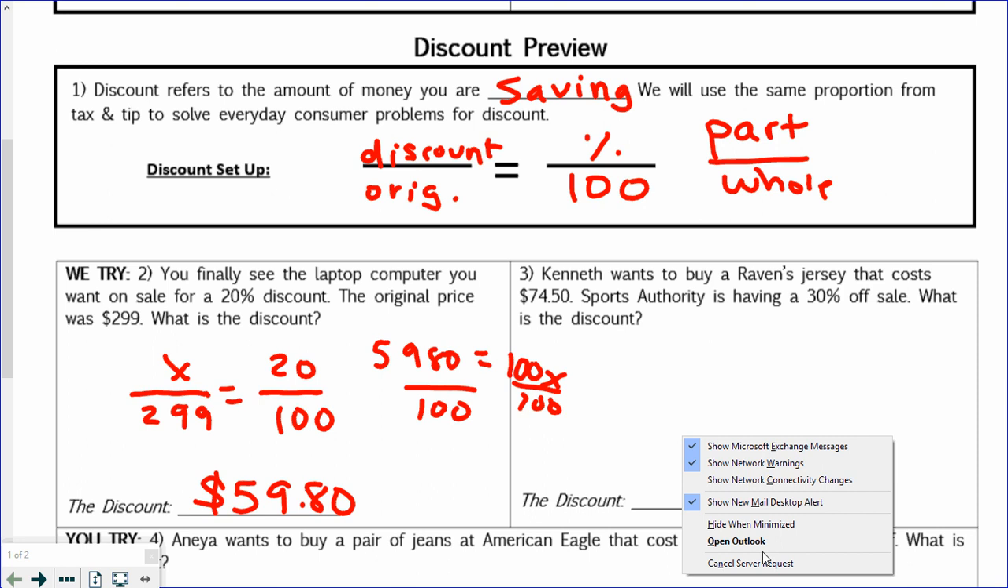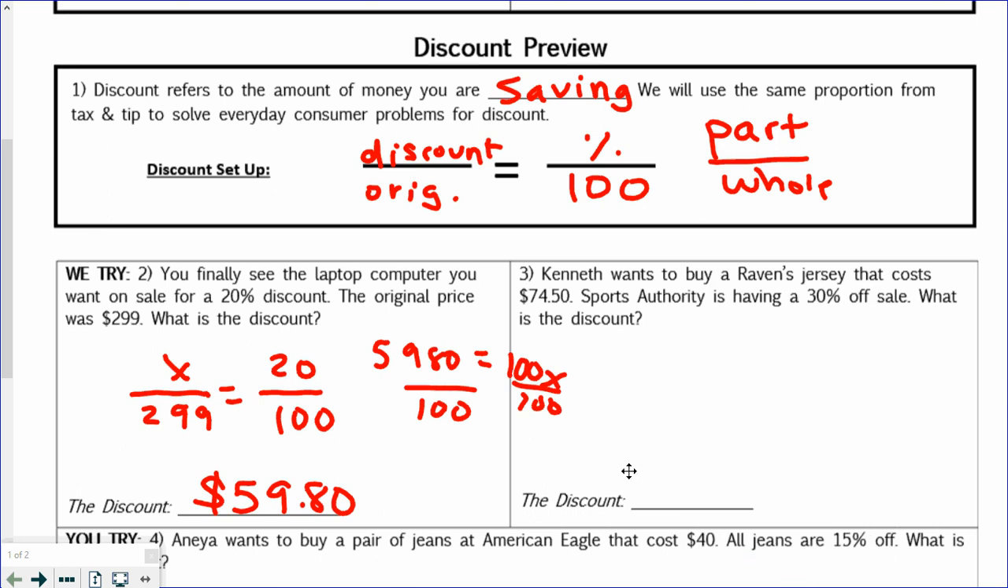Okay, so let's continue on. The next one says Kenneth wants to buy a Ravens jersey that costs $74.50. Sports Authority is having a 30% off sale. So what is the discount? So it's $74.50 for the original jersey, and we don't know what the discount is. And again, it's always going to be the percent over 100. Now we'll cross multiply.